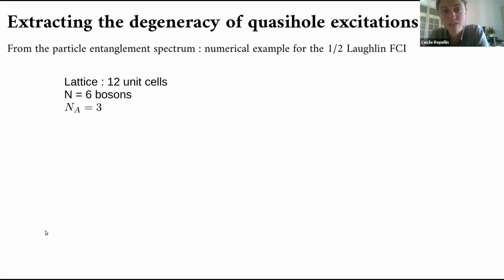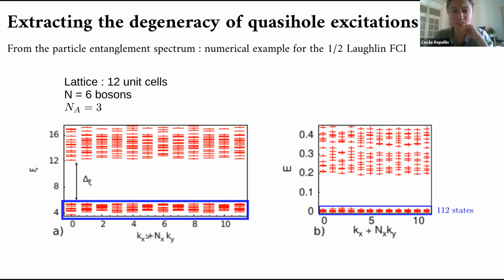So here I'm using the case where I have 12 unit cells. This is the same that I showed for the quasi-hole degeneracy using the energy spectrum. So I have 12 unit cells, 6 bosons. So these are the ground states because I have filling fraction 1/2. But I take a subsection of the system with only 3 bosons to do my entanglement spectrum. And what I obtain is what I have here on the left.